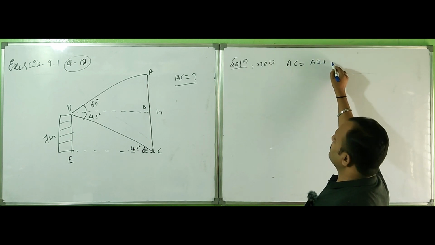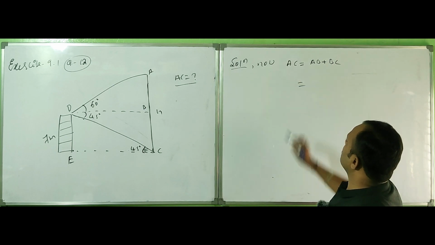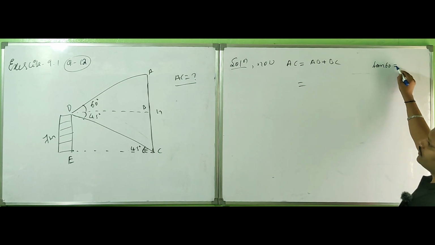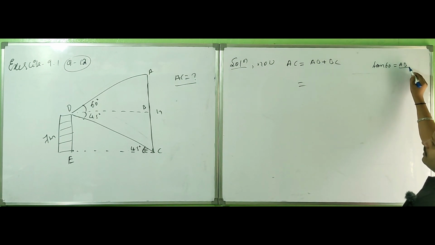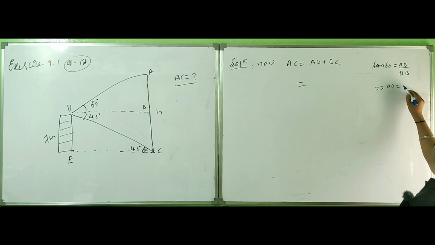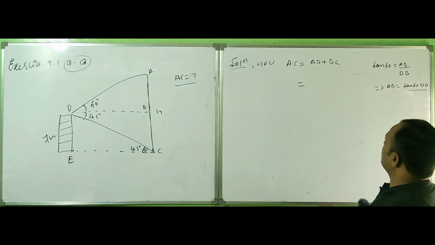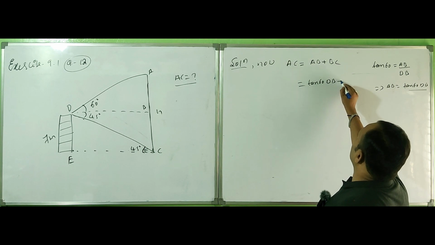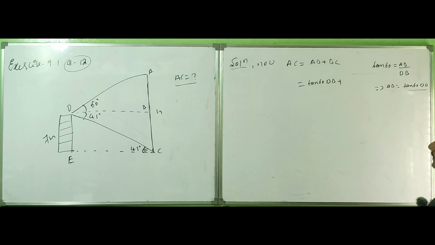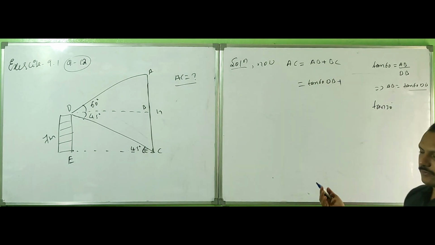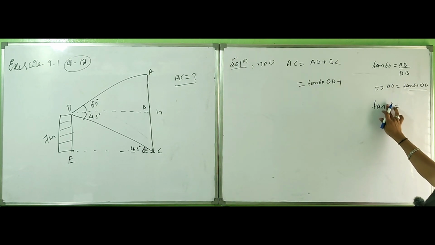AB plus BC. Here I have tan 60 is equal to AB by DB. This implies AB is equal to tan 60 into DB. Use this method, right? AB is equal to tan 60 into DB, plus again BC. In the rough work, this one starts at 45 degrees.